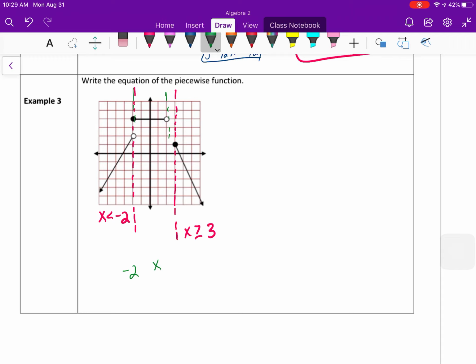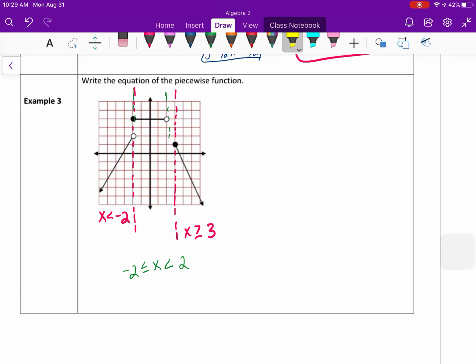So x is between -2 and 2. It's an open circle at 2, so x is less than 2, but it's greater than or equal to -2. So you read that from the inside out. X is greater than or equal to -2, and x is less than 2. It's an and compound inequality.